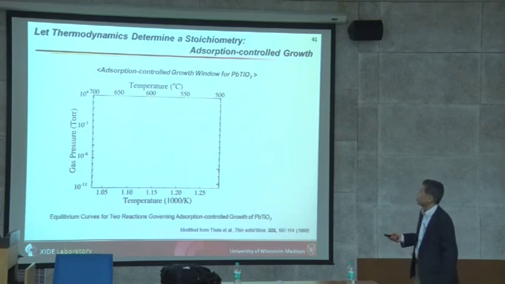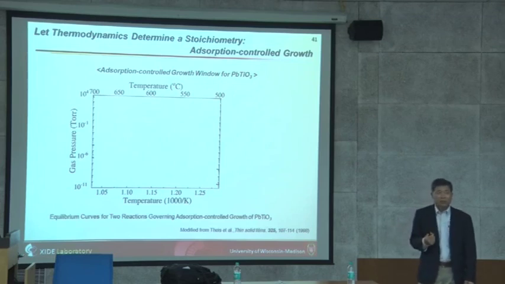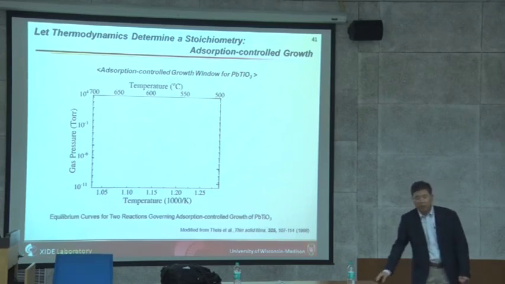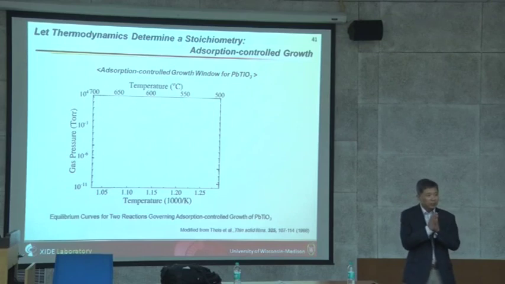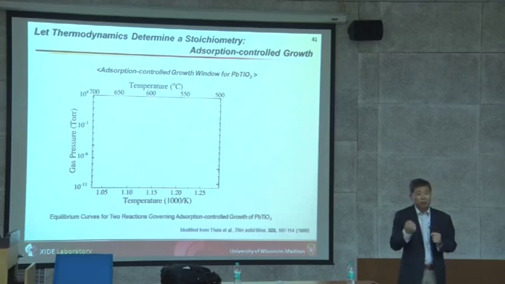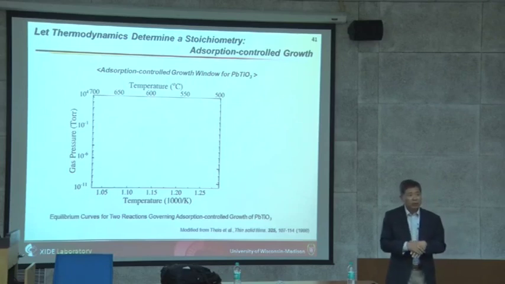What exactly this means is a known technique from the gallium arsenide process. Do you know the gallium arsenide growth process? Anybody know it? There is gallium and arsenic growth, which we call absorption control growth. At very high temperature, arsenic is very volatile. Arsenic's vapor pressure is very high, and its sublimation temperature is very low.